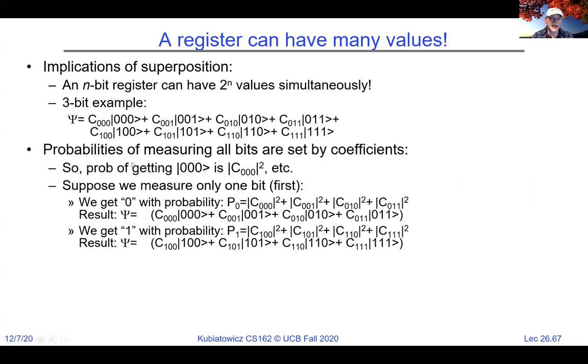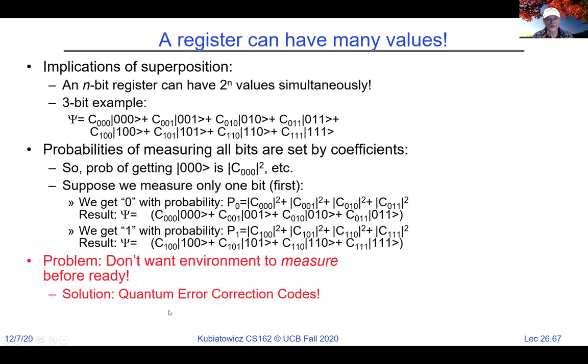And so if you only measure 1 bit, for instance, you can say that the first bit will be a 0 with probability what? Well, which ones have a 0 in the first bit? This one, this one, this one, this one. So the probability of finding a 0 in the first bit is this sum. Probability of finding a 1 in the first bit is this sum. And you can go from there. So we really don't want the environment to measure this before it's ready. In fact, we can have quantum error correction codes, believe it or not, which can protect this quantum information from being measured by accident by the environment. And as a result, we can hold these quantum states for a long enough period of time to actually do something interesting with them.